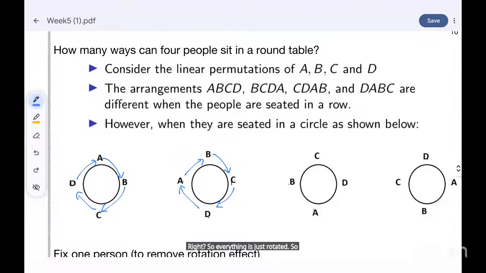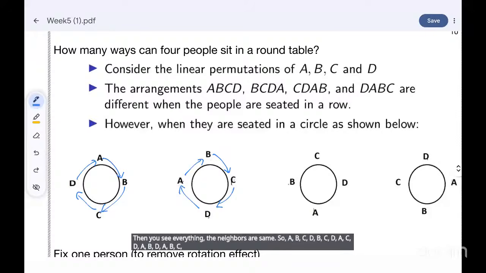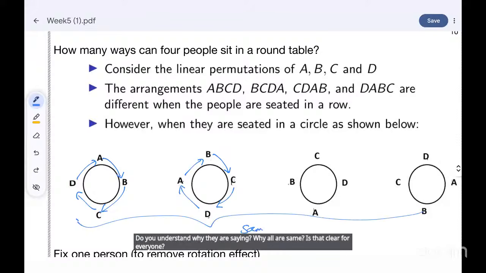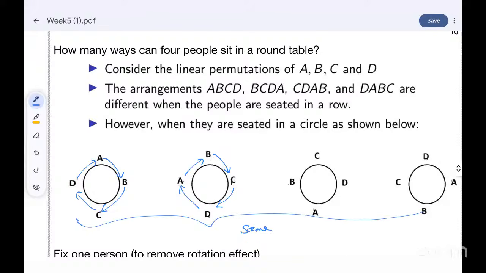Everything is just rotated. So here also you see, this position is just shifted. Imagine the table is rotated, then you see the neighbors are the same. So A, B, C, D; B, C, D, A; C, D, A, B; D, A, B, C. If you consider them in a row, then these are different. But when you are arranging them at a round table, these positions are the same. Do you understand why they are the same? Is that clear for everyone?